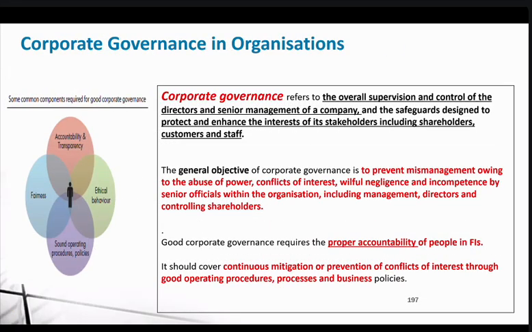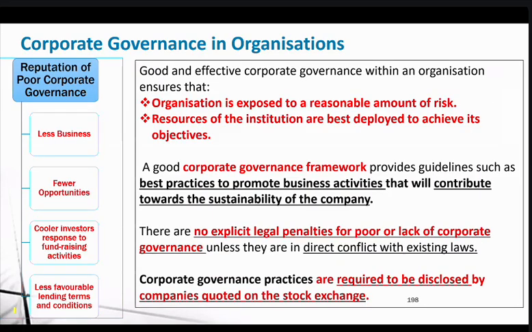Topic number 2 is what is corporate governance. They refer to overall supervision and control of directors and senior management of the company to protect and enhance its stakeholders. That includes shareholders, customers, and staff. And then this is the general objective of corporate governance. And if you have poor corporate governance reputation, you have less business, fewer opportunities, cooler investors' response to fundraising activities, and less favorable lending terms and conditions. So you do expose yourself to a reasonable amount of risk, and resources of the institution are best deployed to achieve its objective.